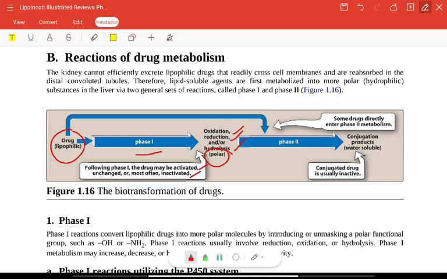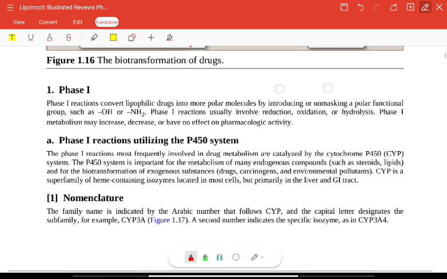Then it may go to a phase 2 reaction. Some drugs directly enter phase 2, while some go through phase 1 and then enter phase 2. Phase 2 is where the drug is conjugated and usually inactivated. These are water soluble drugs and are eliminated.